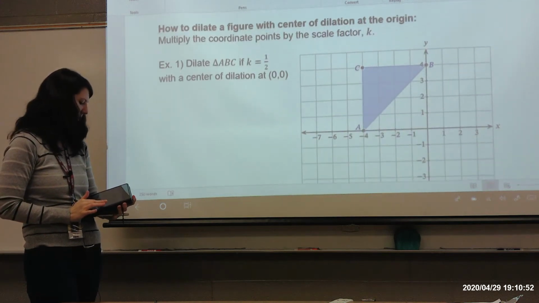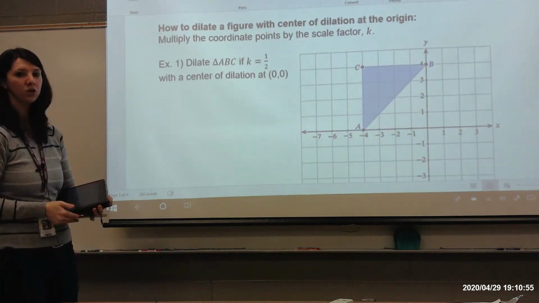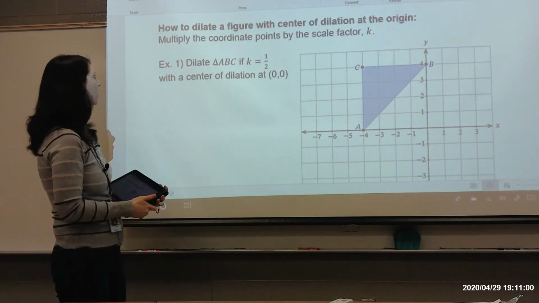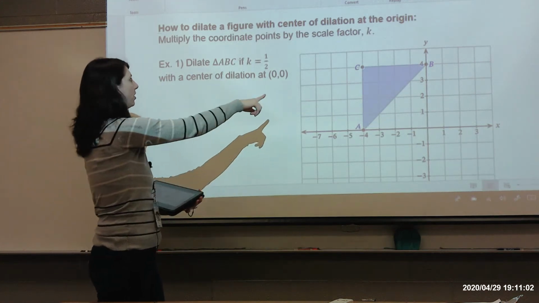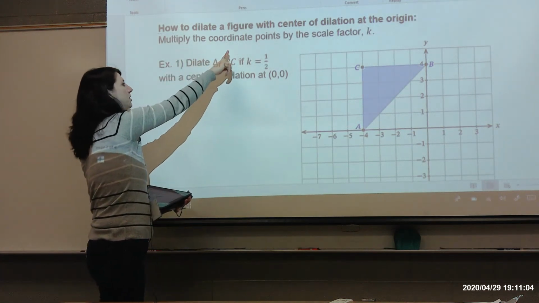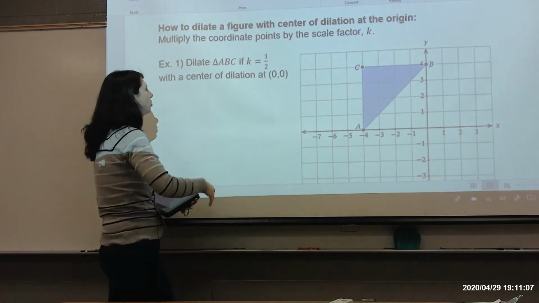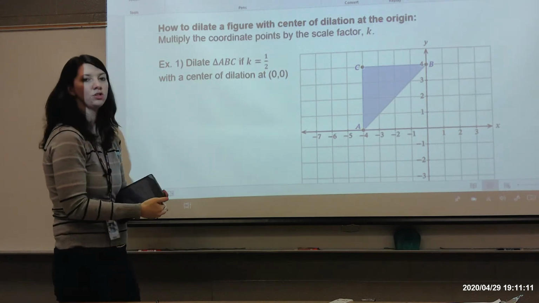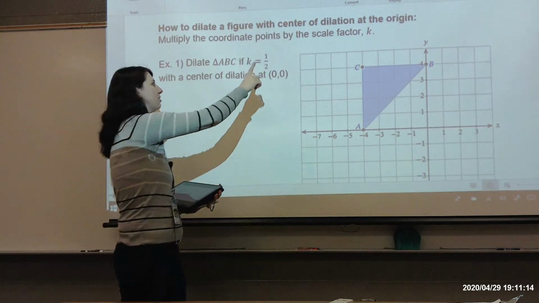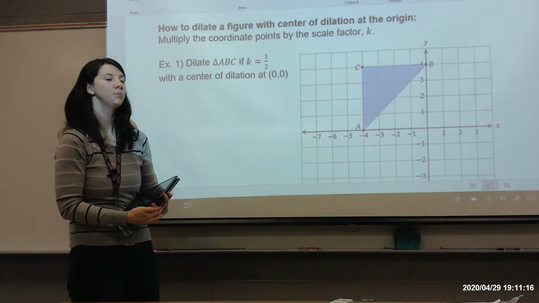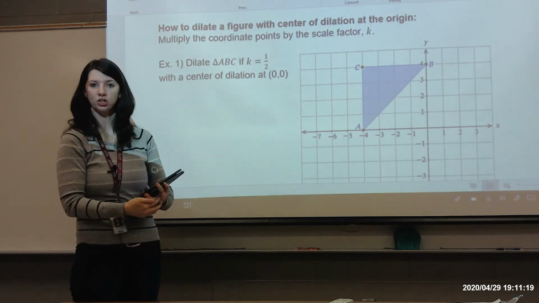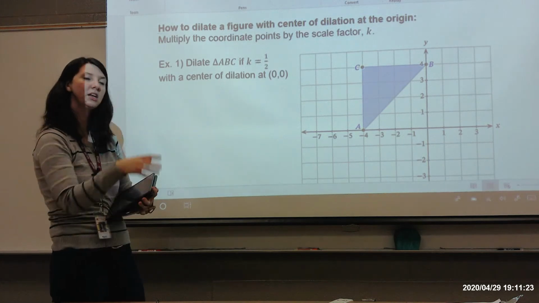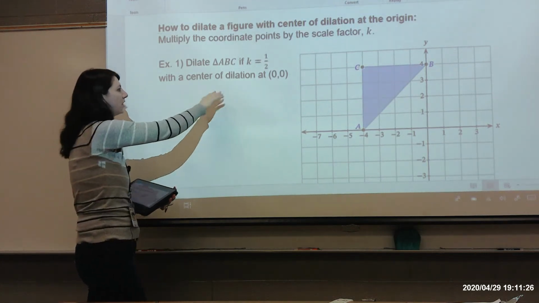Let's do a couple examples of how to dilate a figure with the center at the origin. We're going to focus only on the center at the origin for this lesson. Okay, so in order to dilate this figure, we just need to multiply the coordinate points by the scale factor K. So in our problem it says dilate triangle ABC if K is equal to 1/2. So if my scale factor is 1/2, should I expect an image that is larger or smaller? That 1/2 is less than 1, so it's going to get smaller, right? With a center of dilation at 0, 0.